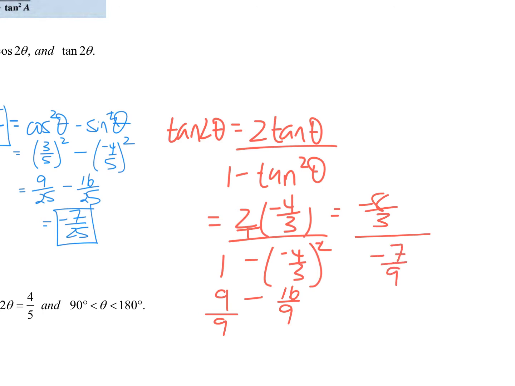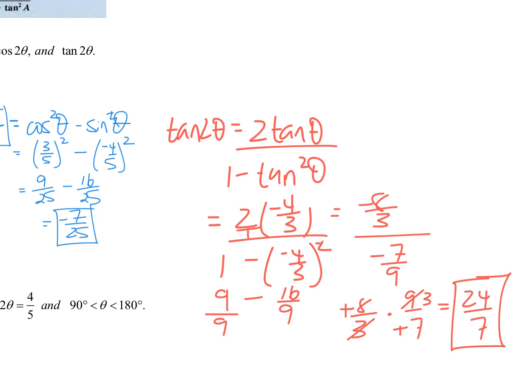And remember how to divide fractions. You keep the numerator and you flip and multiply by the denominator. And so my 3 cancels here and makes that a 3. Negative 8 times 3 is negative 24. The negatives cancel, so positive 24 over 7.